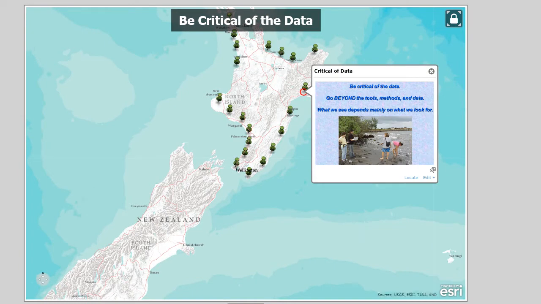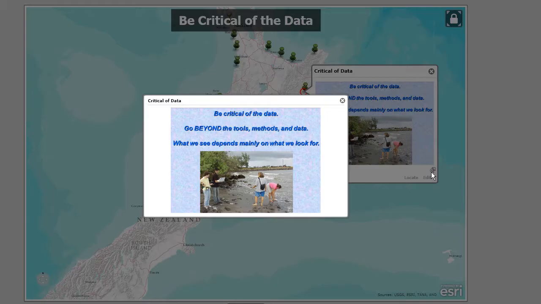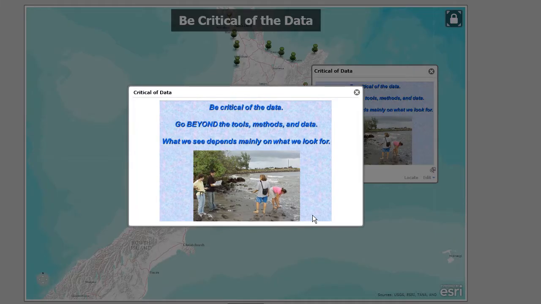So, one of the things that really resonates with me on the use of GIS is this whole being critical of the data. Go beyond the tools and methods. Okay? Think outside the box. Remember that the question is really important here, because what we see depends mainly on what we look for. So if we're not thinking big picture, we're only going to see a little bit of the picture. Okay? Now this being critical of the data, I think, is warranted for a further chat here for a moment.